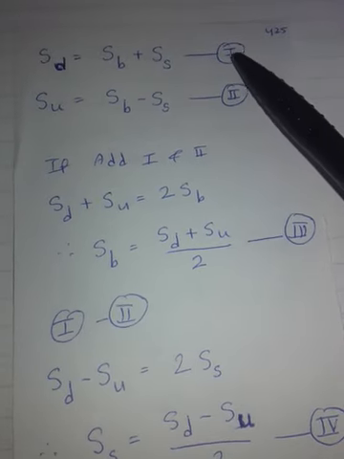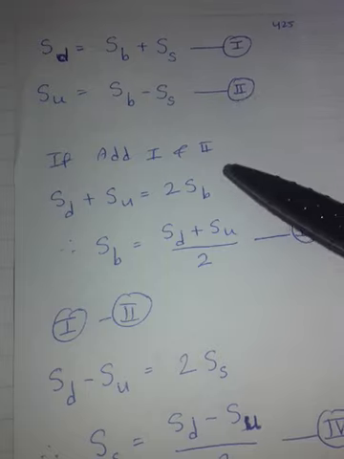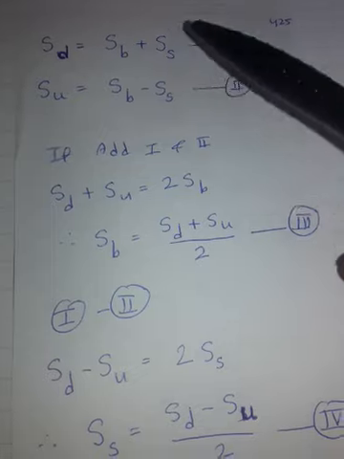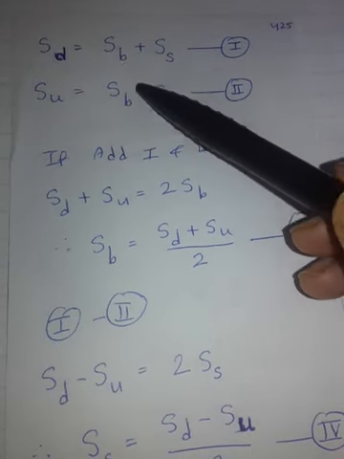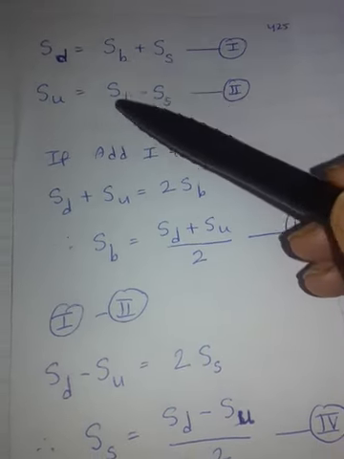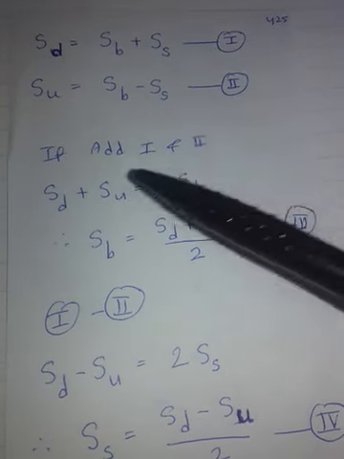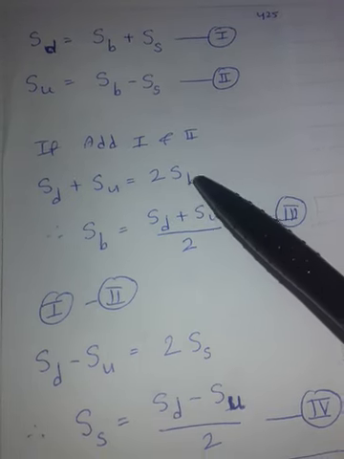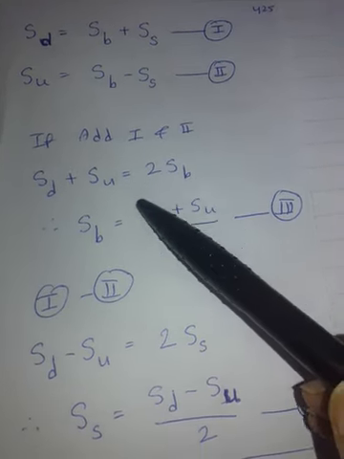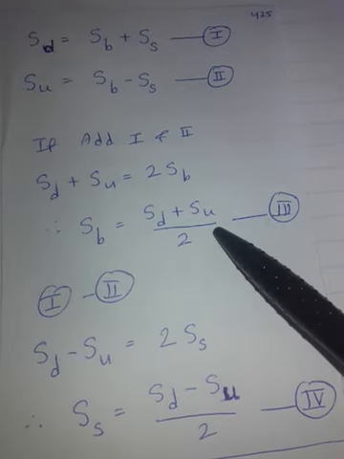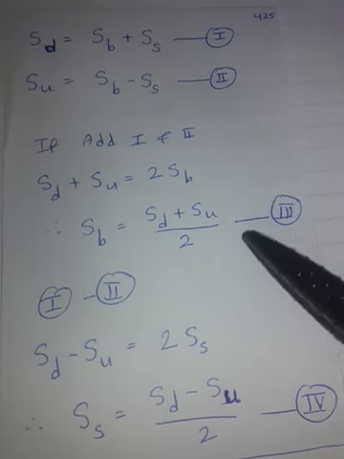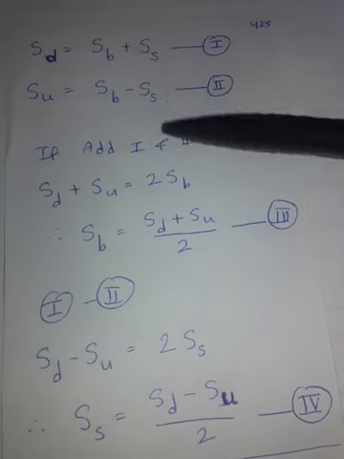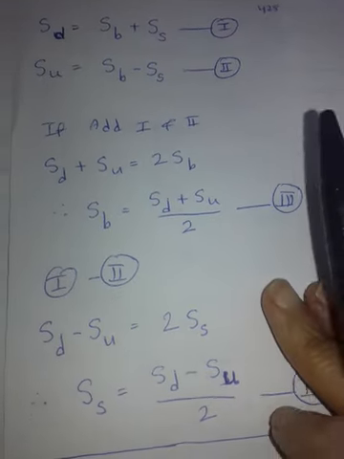See how. If I add these two equations, what will happen? SD plus SU, and on the right hand side this is plus SS and minus SS, so this will get eliminated and 2SB will be left on the right hand side. So SD plus SU is equal to 2 into SB, and therefore SB is equal to SD plus SU upon 2. ये हो गया तुम्हारा थर्ड फॉर्मूला. So basically this formula is derived from this only, कोई अलग से ऐसा फॉर्मूला नहीं है.